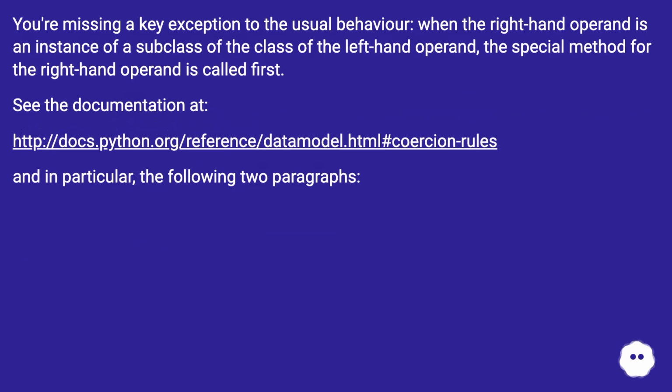You're missing a key exception to the usual behavior. When the right-hand operand is an instance of a subclass of the class of the left-hand operand, the special method for the right-hand operand is called first. See the documentation at this URL, and in particular, the following two paragraphs.